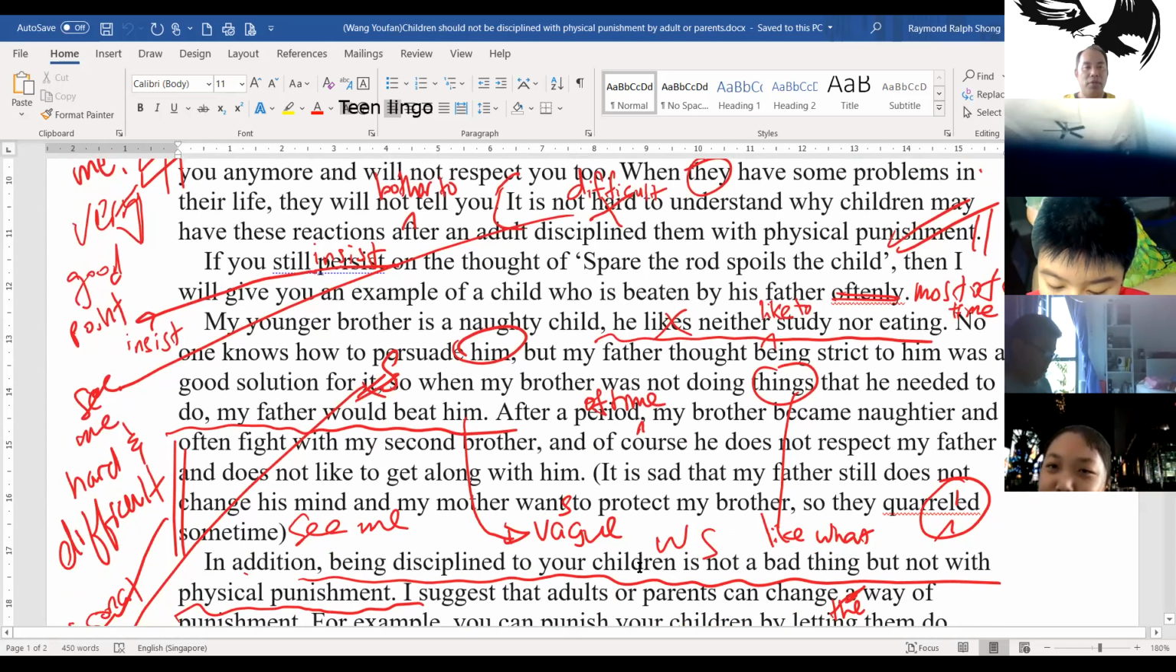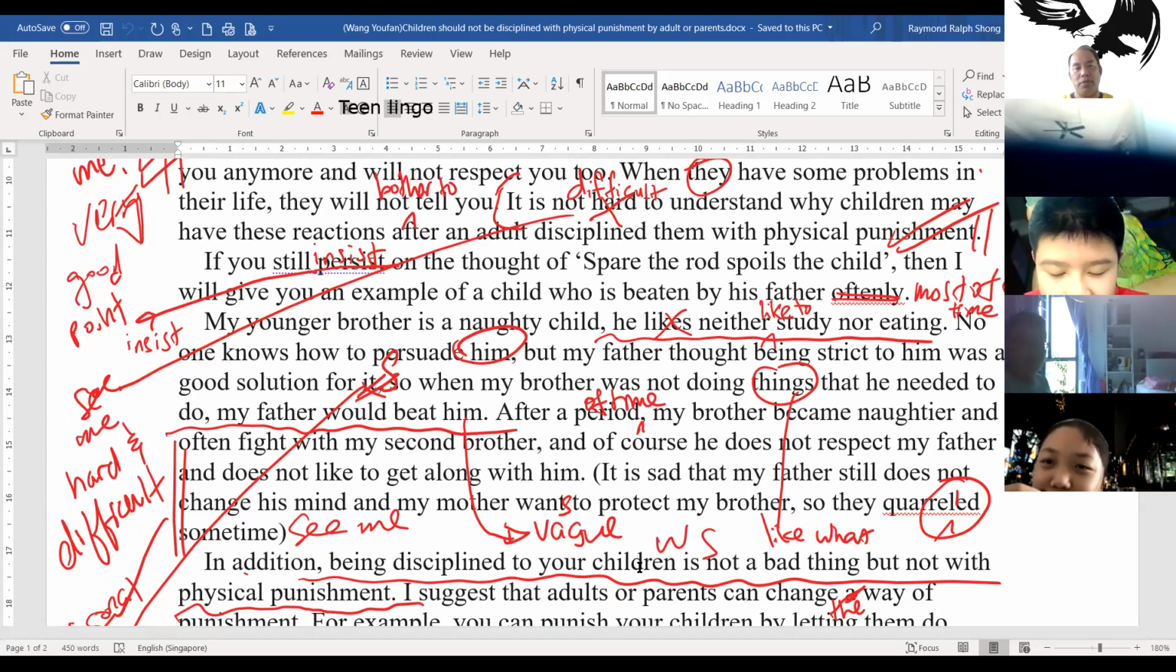If you still insist on the thought of sparing the rod spoils the child, then I will give you an example of a child who is beaten by his father most of the time. My younger brother is a naughty child. He neither likes to... He neither. Okay, you pronounce neither. Uncle Raymond prefers to pronounce it neither. Carry on. He neither likes to study nor eat.